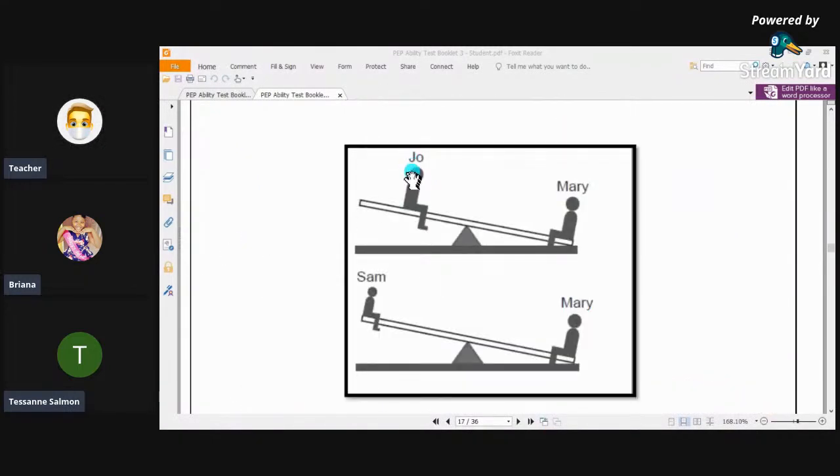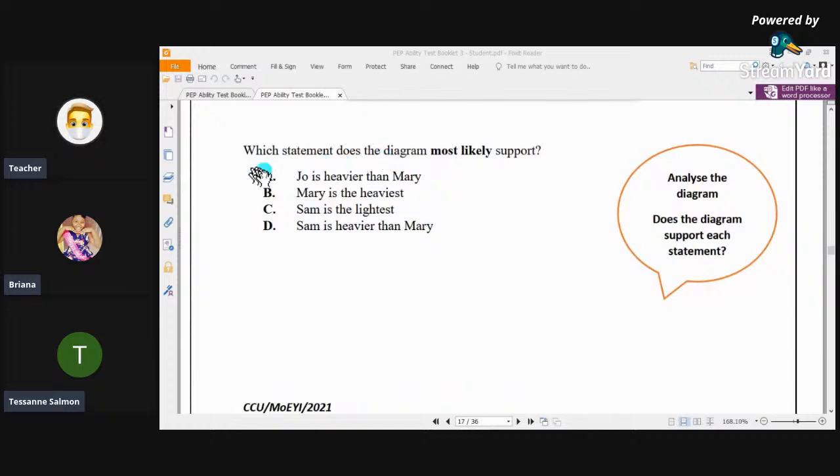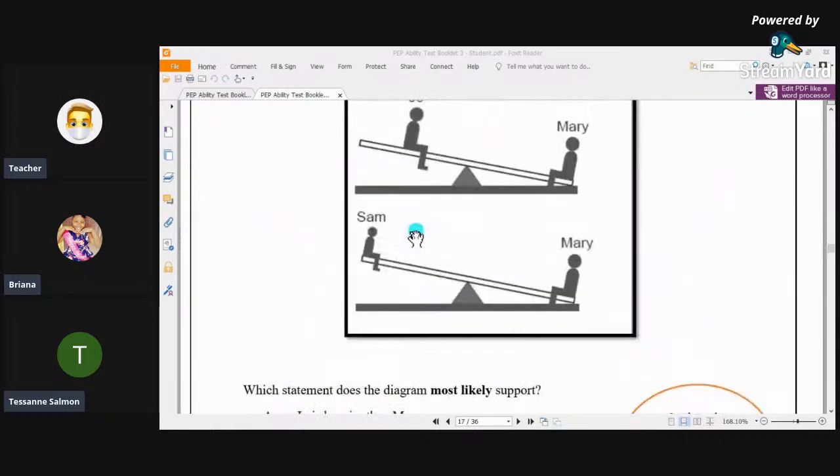So Joe is heavier than Mary, and Joe is on the high side, and Mary is on the other. So this is saying that Mary is actually heavier. All right, so that means that we have to get rid of A. Let's look at D. Sam is heavier than Mary. Sam heavier than Mary. No.